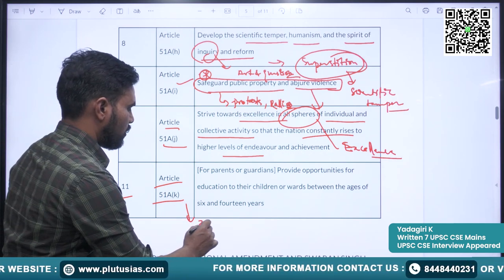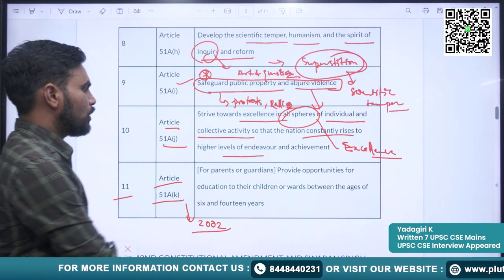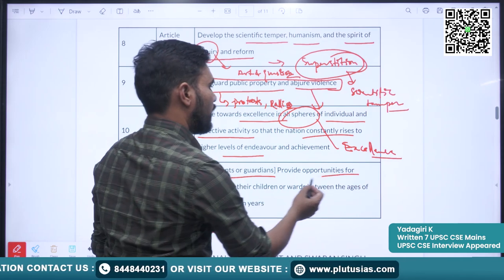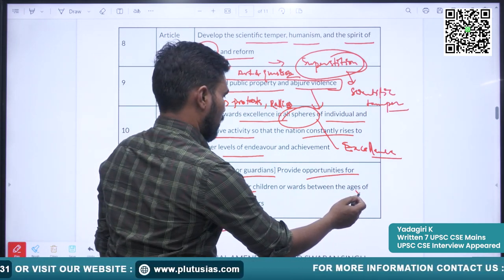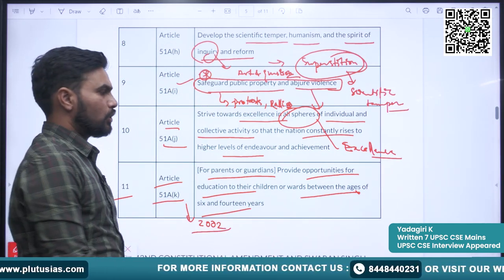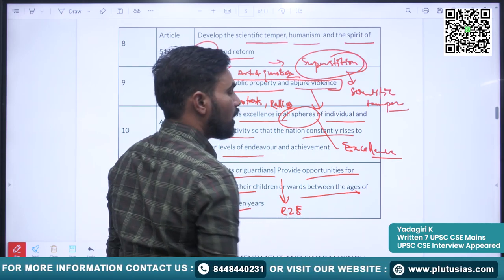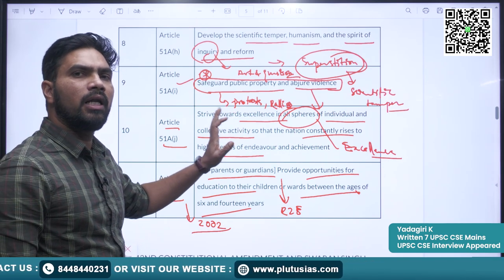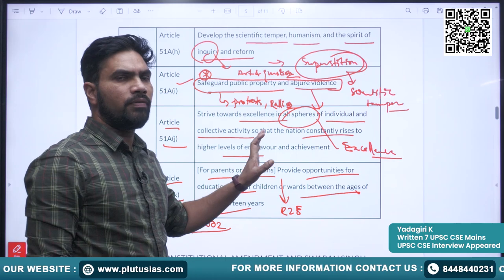The next duty, the last duty, is 51A(k). It was added through the 86th Amendment Act of 2002. Basically, the parents and guardians of children should provide opportunities for education to their children or wards between the ages of 6 and 14 years. So this is about the right to education for children. This is the brief explanation of all the 11 fundamental duties that are incorporated in the Constitution of India.